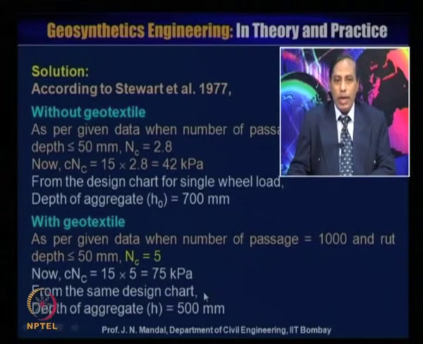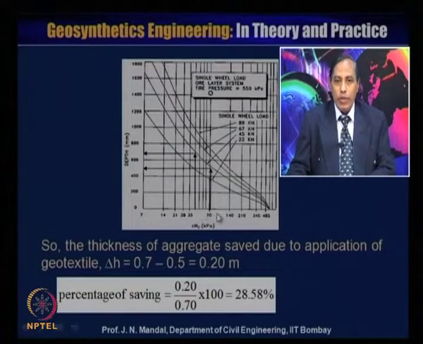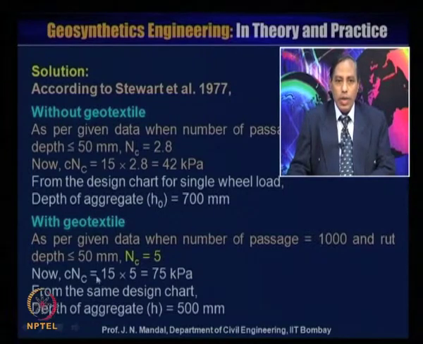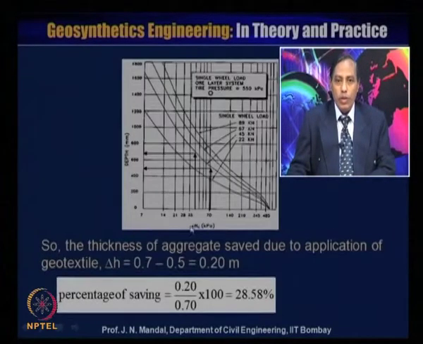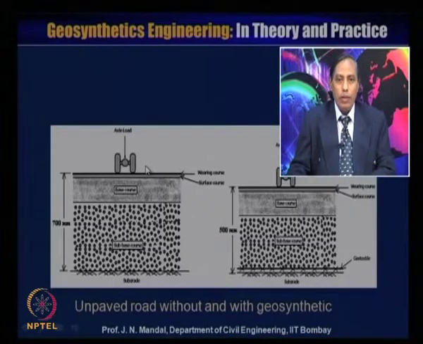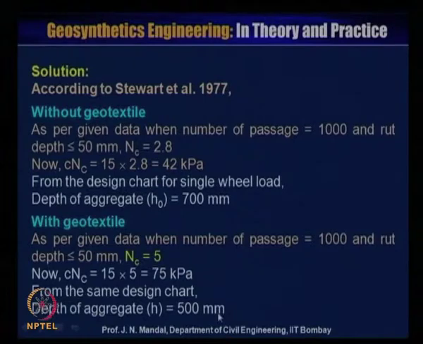Now, from the same design chart, you can calculate the depth of the aggregate. You can see this c into Nc is about 75 kilopascal, and this is your wheel load, and then you can go horizontally, which will touch the y-axis somewhere here. This will give you between 400 to 600 millimeter, that means maybe about 500 millimeter. So, the depth of the aggregate with geotextile is 500 millimeter.